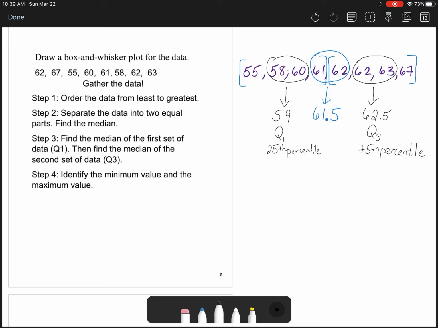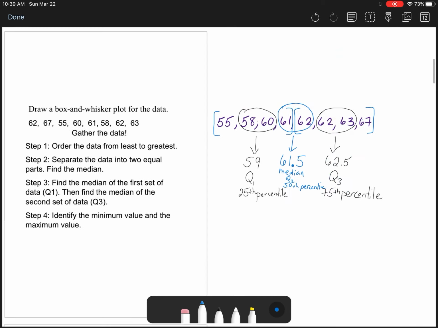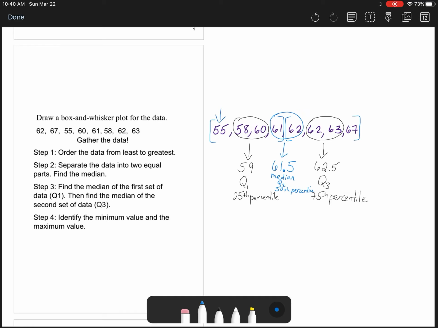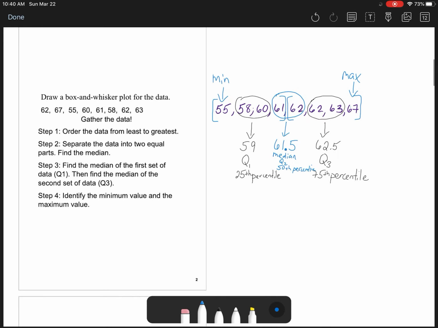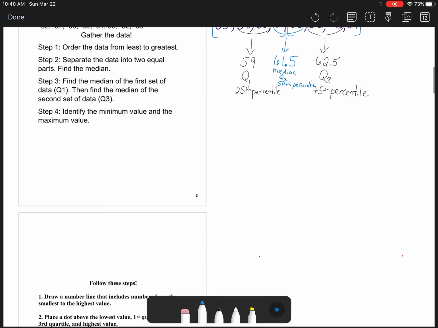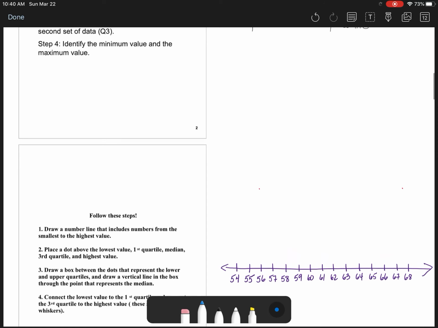So here we have the 25th percentile and the 75th percentile. Where do you think the 50th percentile is? If you said the median, you are correct. So not only is this 61.5 the median, it's also called Q2 and the 50th percentile. Step 4 is identify the minimum value and the maximum value. So here 55 is going to be the min, and 67 is going to be the max. Now let's move on to create the actual box and whisker plot.